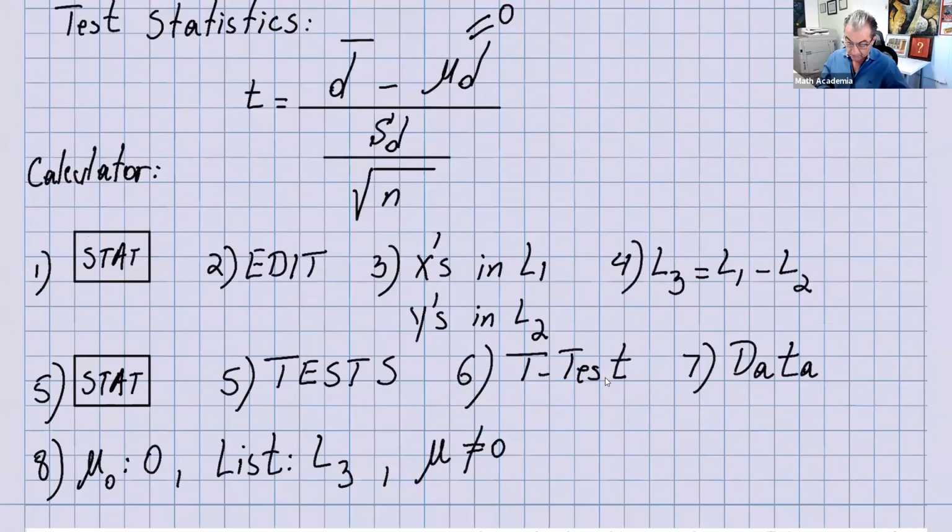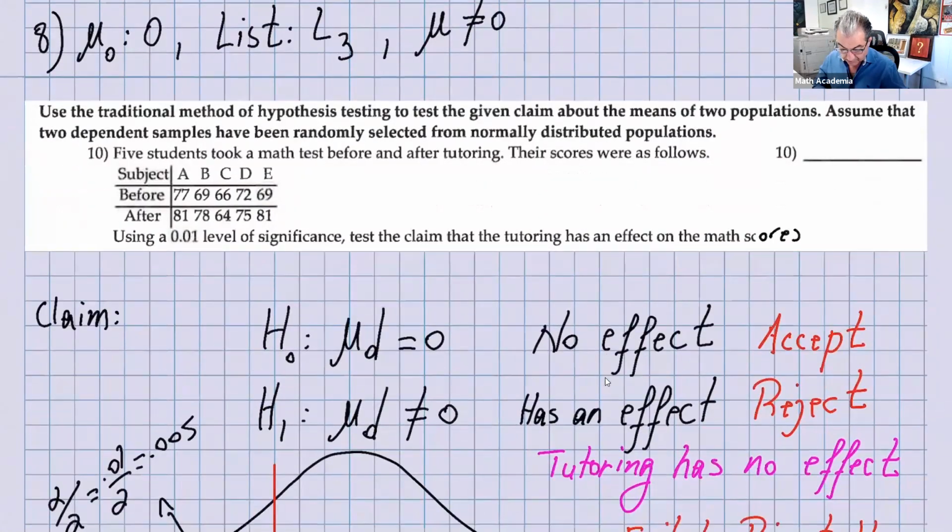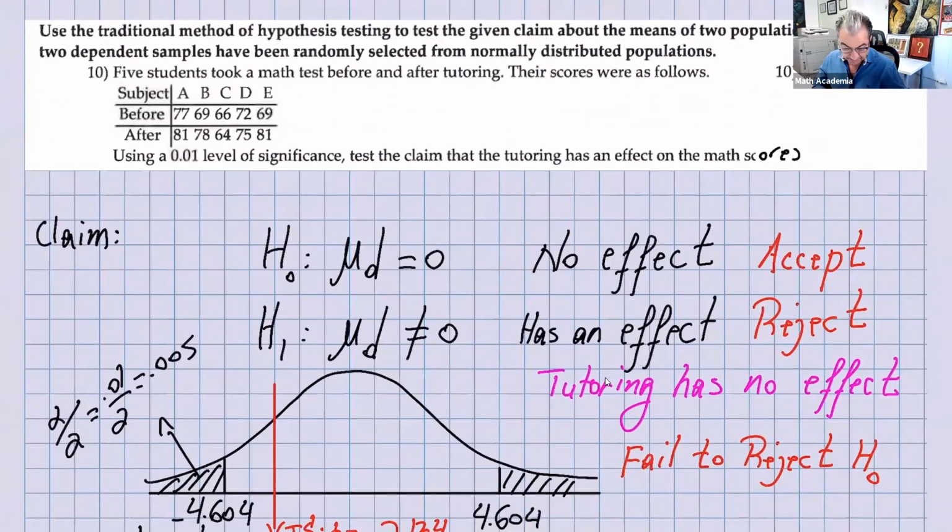So one more time, follow these steps and you can get that very fast without calculating d bar and s sub d. If you go directly to data, the calculator does the testing for you and gives you the value of the test statistic right away. So try that and see.